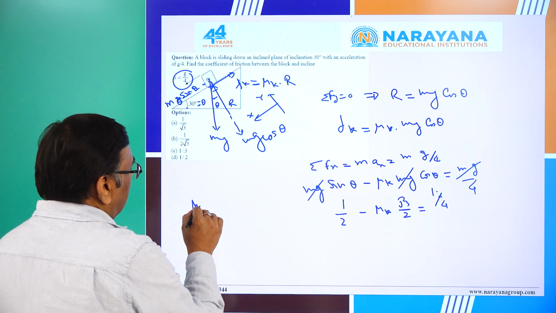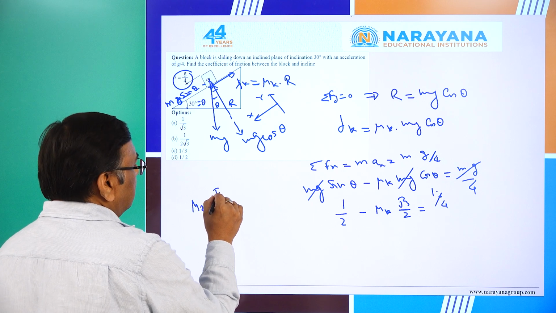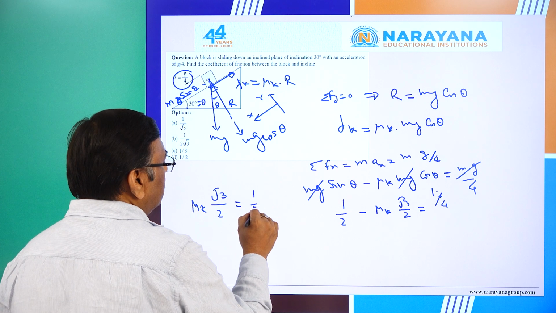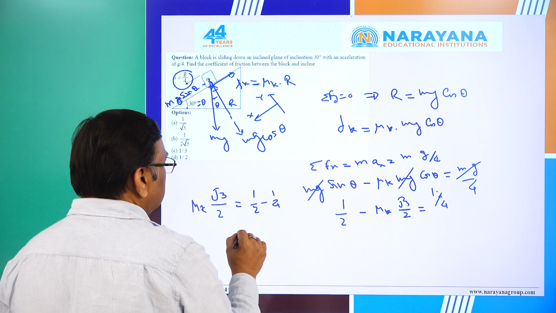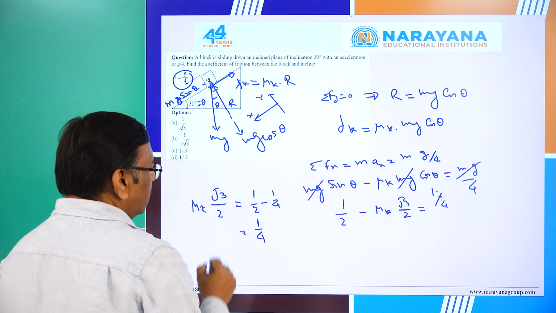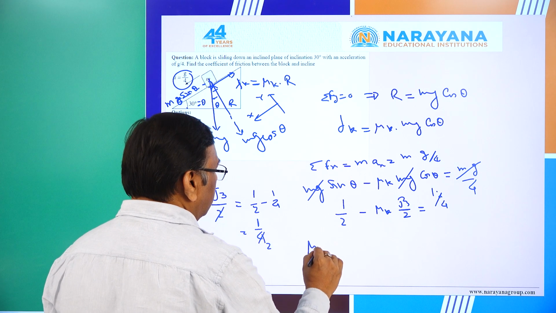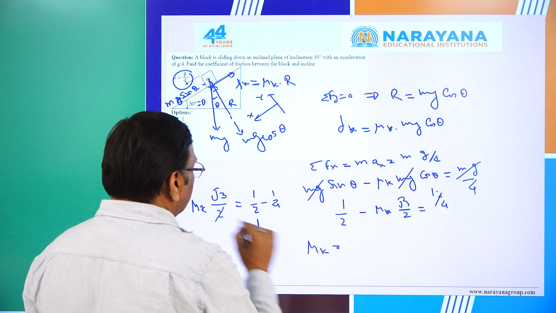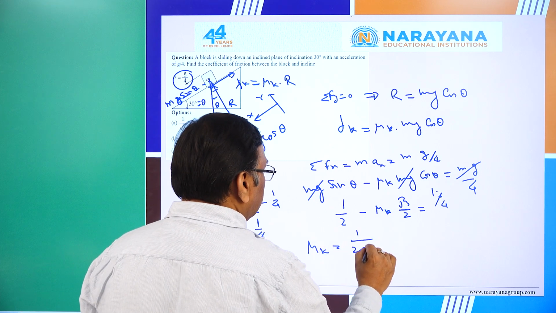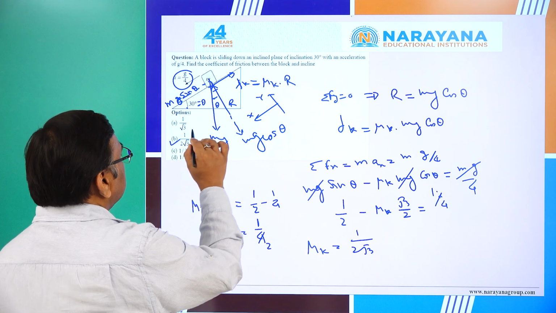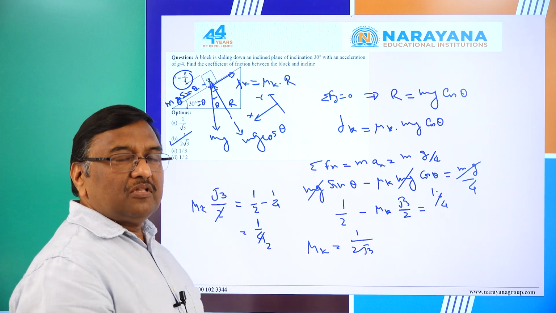So what are we getting? We can say mu k root 3 upon 2 is equal to 1 by 2 minus 1 by 4, which is 1 by 4. This 2 cancels with this 2 here. So what is the value of mu k? Mu k in this case is going to be 1 upon 2 root 3. Let us see, is there an option given over there? 1 upon 2 root 3, yes. So B should be the correct answer for this question.